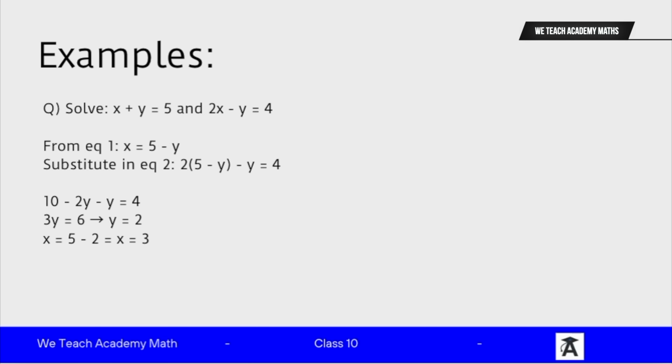So from equation 1 we get x is equal to 5 minus y, and from equation 2 we get 2 multiplied by 5 minus y is equal to 4. So 10 minus 2y minus y is equal to 4. 3y is equal to 6. So when we cancel 3 and 6, we get y is equal to 2, and x will be 5 minus 2 because we had already figured that out, 5 minus y, so x would be 3.